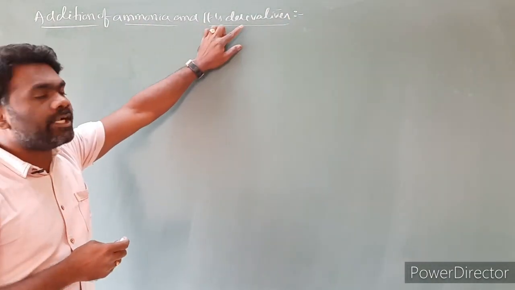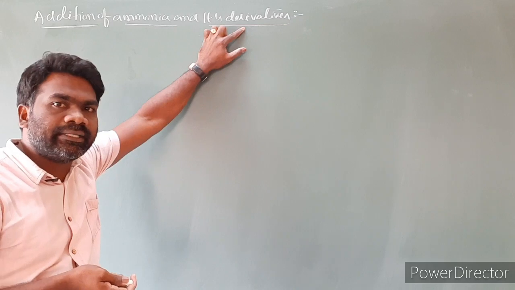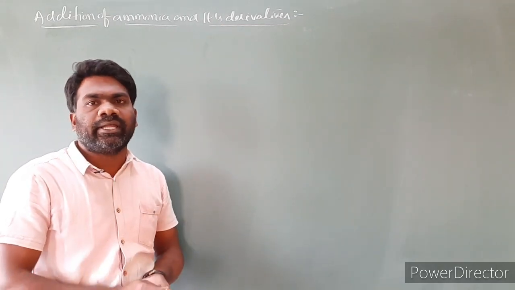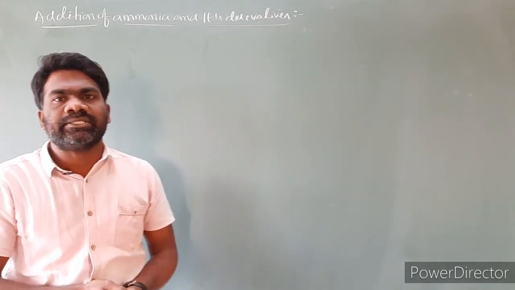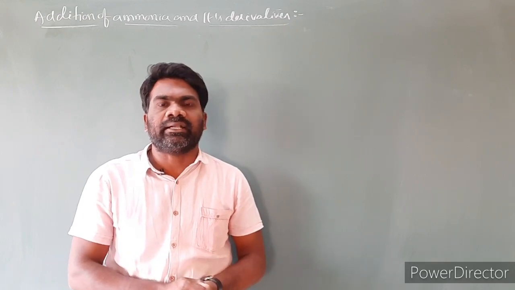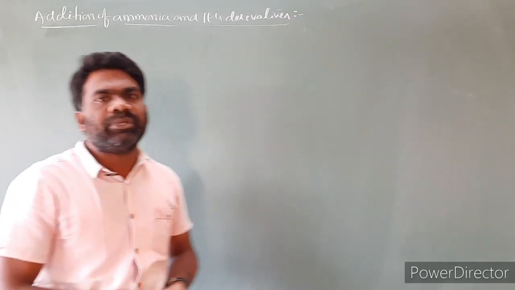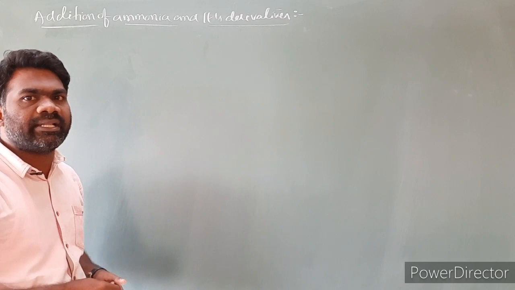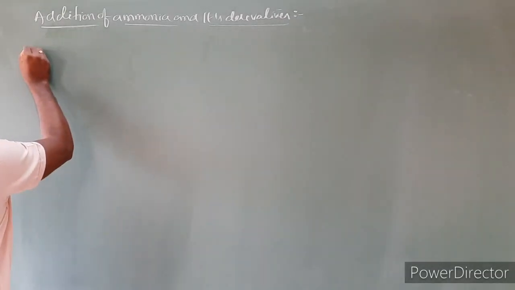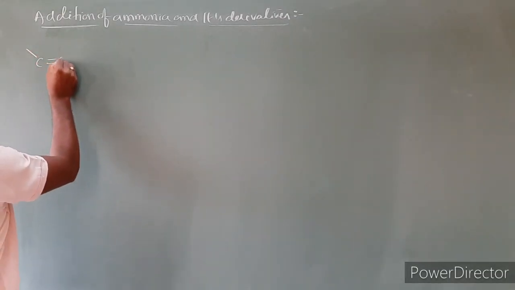Ammonia and its derivatives react with aldehydes and ketones to give an addition product, and this reaction is reversible and catalyzed by an acid. So what is the meaning of this statement? Let us understand by taking an example. I am taking the general representation of an aldehyde or ketone.